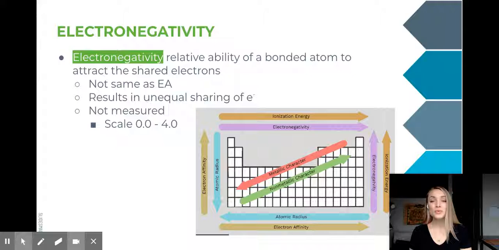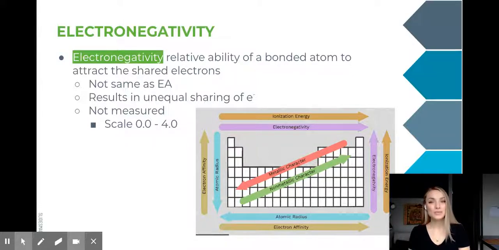As I just mentioned, we're going to talk about electronegativity as well. Electronegativity is the relative ability of a bonded atom to attract the shared electrons.